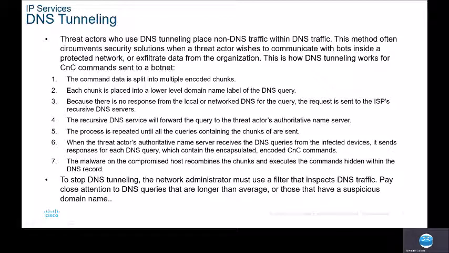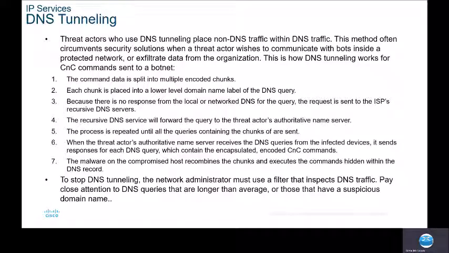Okay, so tunneling. Threat actors who use DNS tunneling place non-DNS traffic within DNS traffic. This method often circumvents security solutions when a threat actor wishes to communicate with bots inside a protected network or exfiltrate data from the organization. This is how data tunneling works for CNC commands sent to a botnet. The command data is split into multiple encoded chunks. Each chunk is placed into a lower level domain name label of the DNS query.